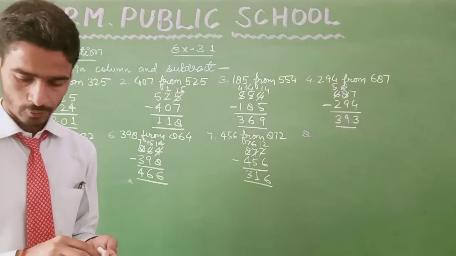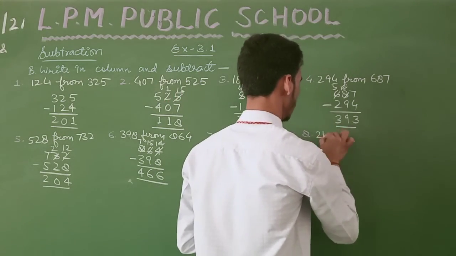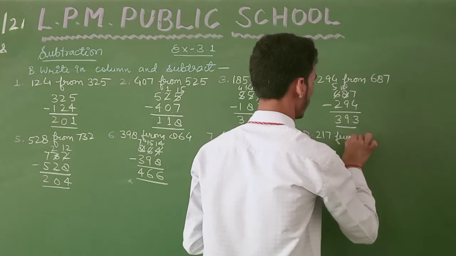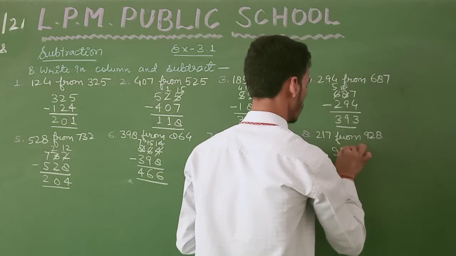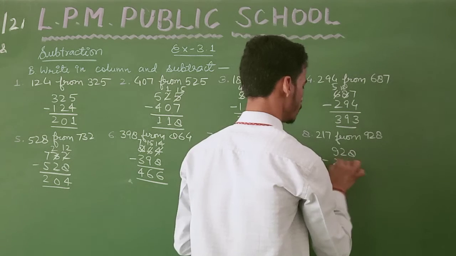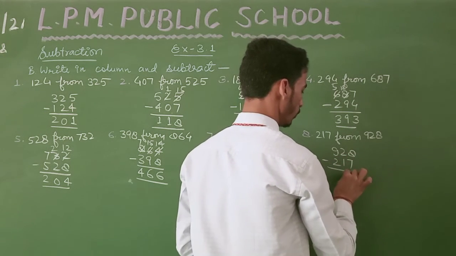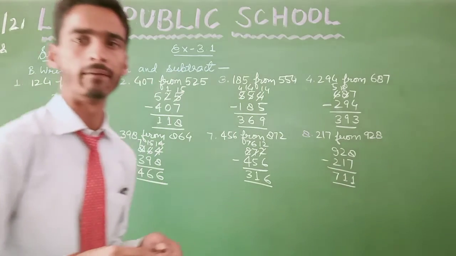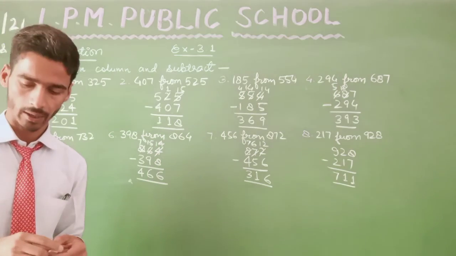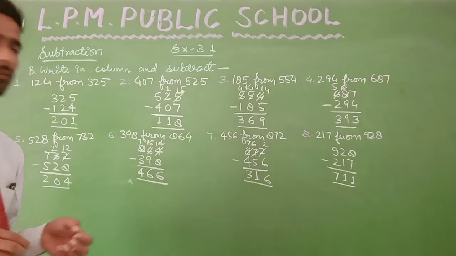Question number 8 is 217 from 928. So 928 minus 217. 8 minus 7, 1. 2 minus 1, 1. 9 minus 2, 7. That is 711.